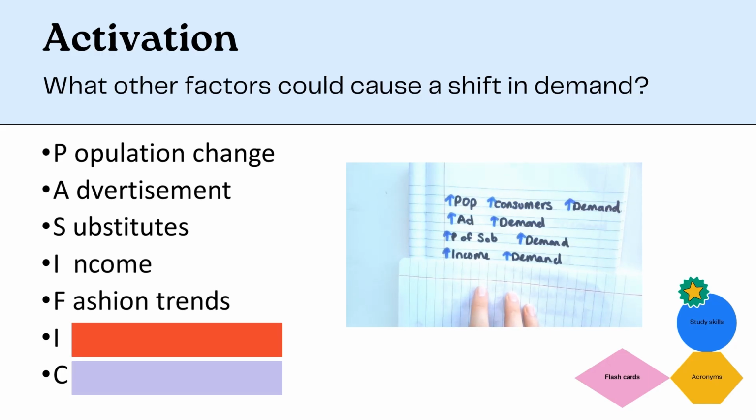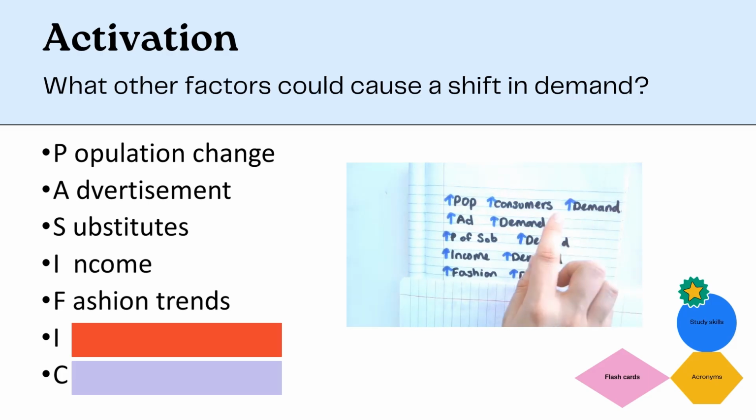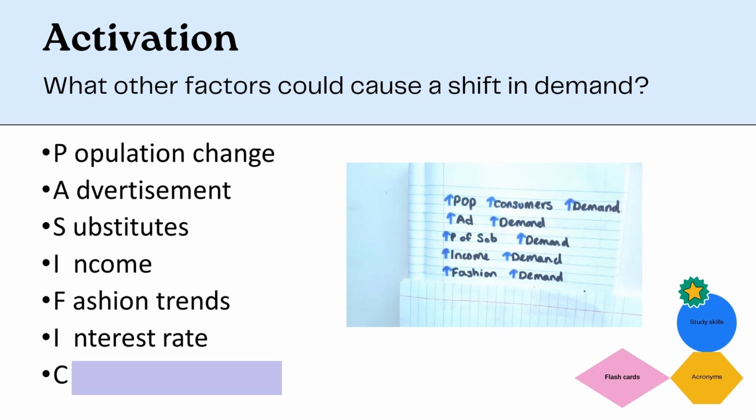If the good we are selling is particularly fashionable or a trend at the time, we would see an increase in demand. Now, it's important to notice that when we see increases in demand, we would represent that on a graph with a shift to the right. The next I stands for interest rates.